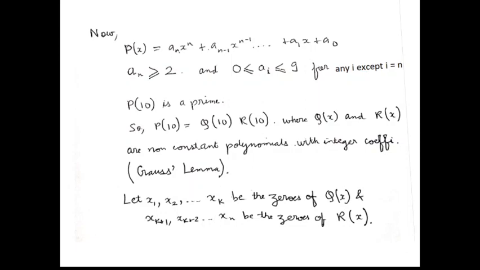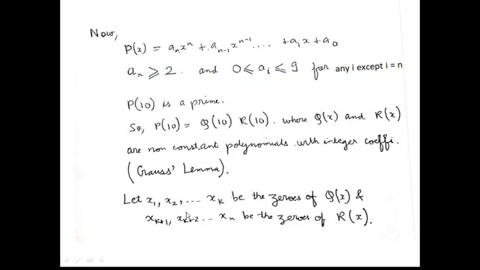So first we assume that it is reducible into two factors q and r, where q and r are non-constant polynomials with integer coefficients. Why integer coefficients? Earlier we discussed that if p can be factorized into two non-constant polynomials with rational coefficients, then it can also be factorized into two non-constant polynomials with integer coefficients. That was the Gauss lemma. So p of 10 we can write as q of 10 times r of 10.